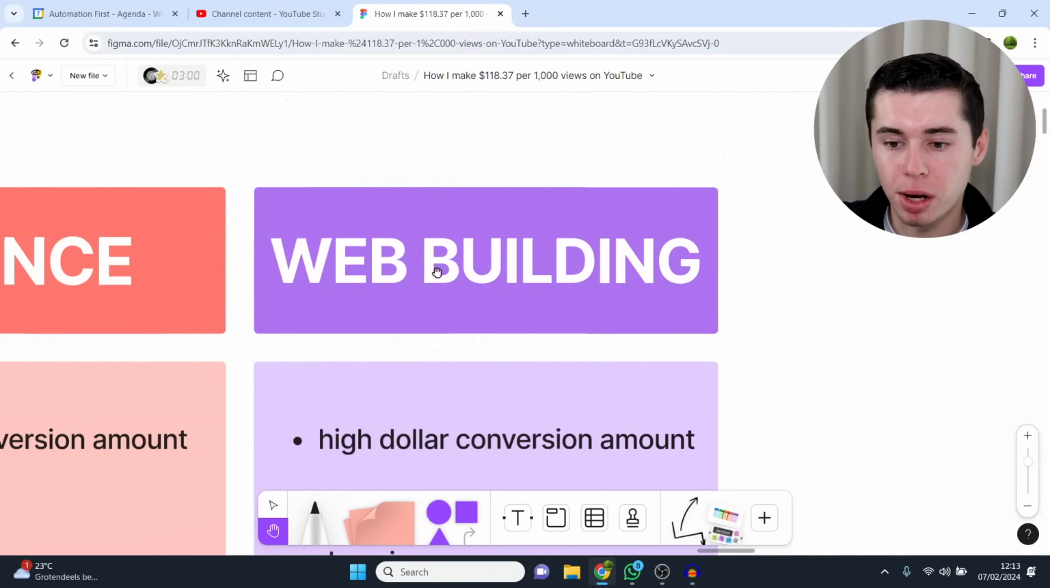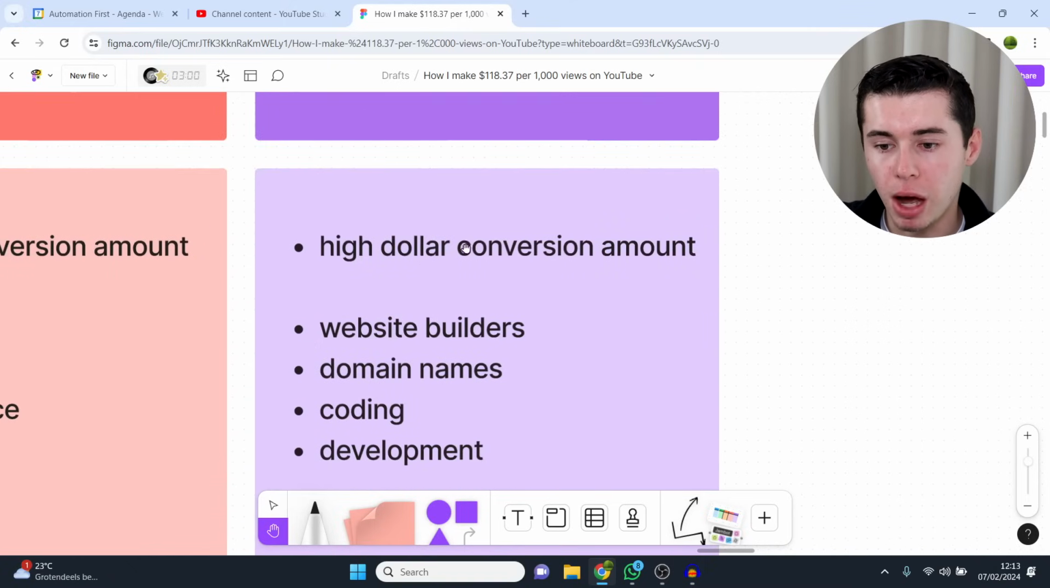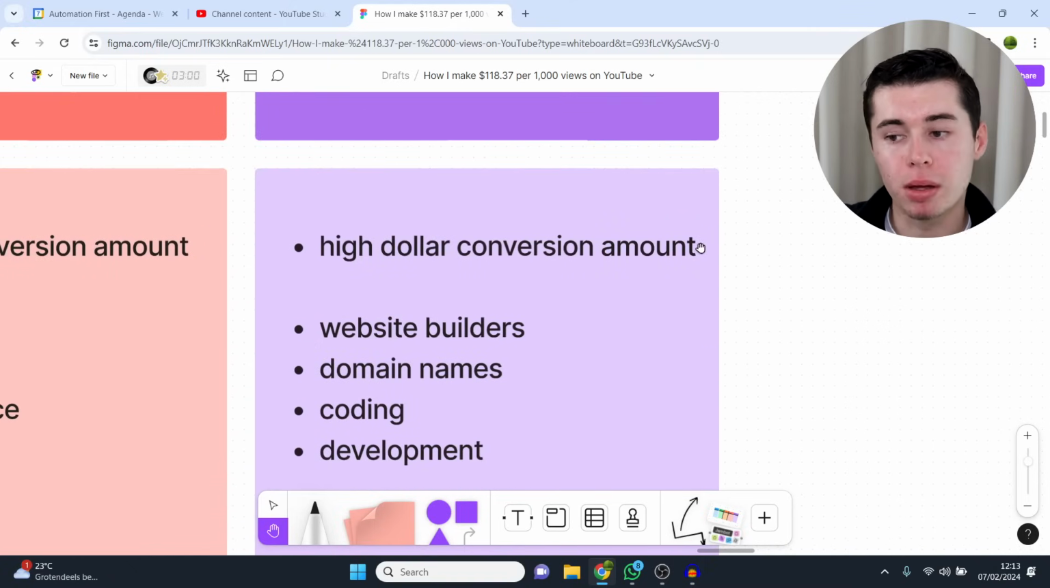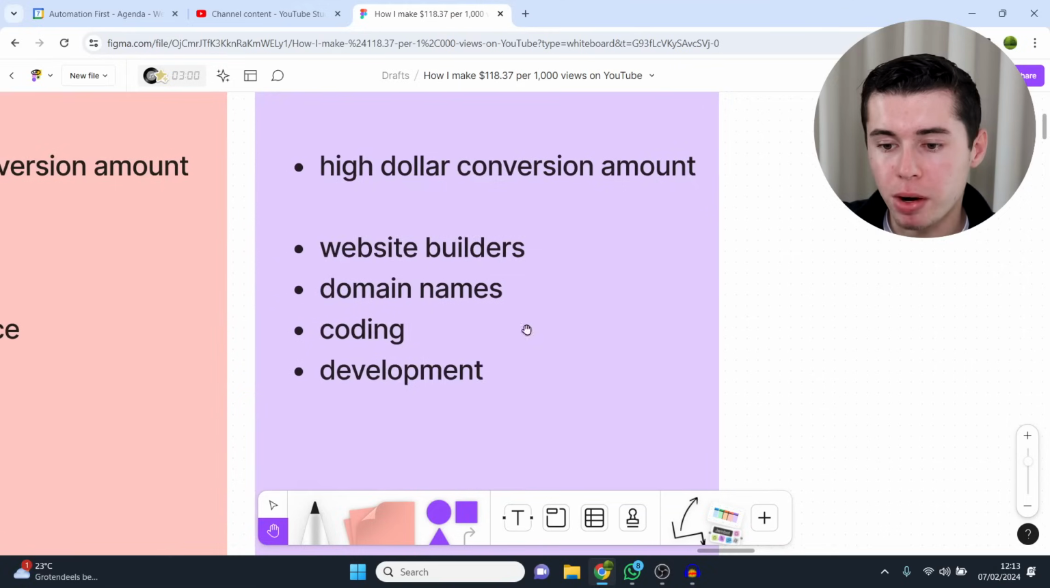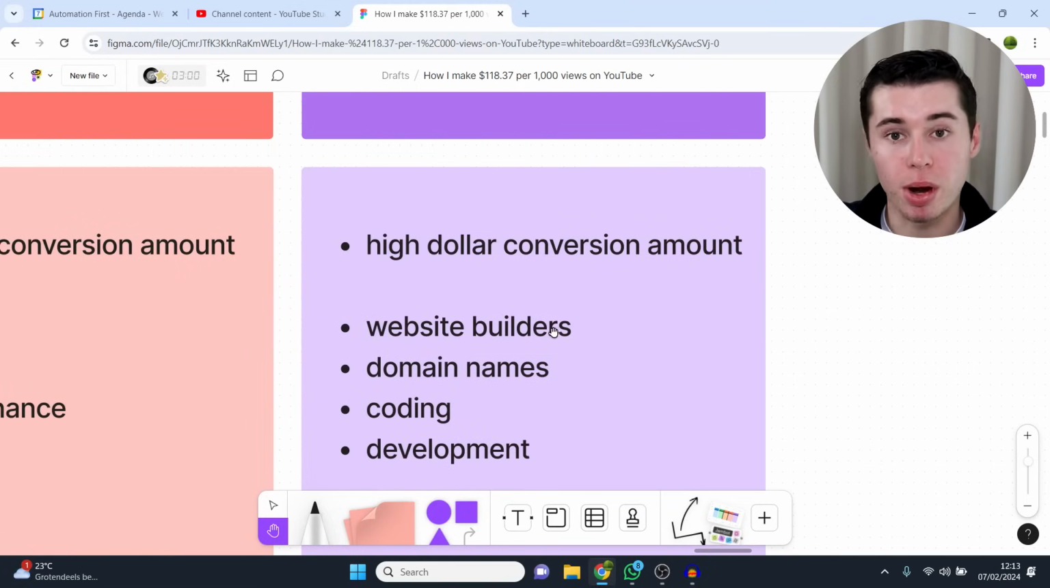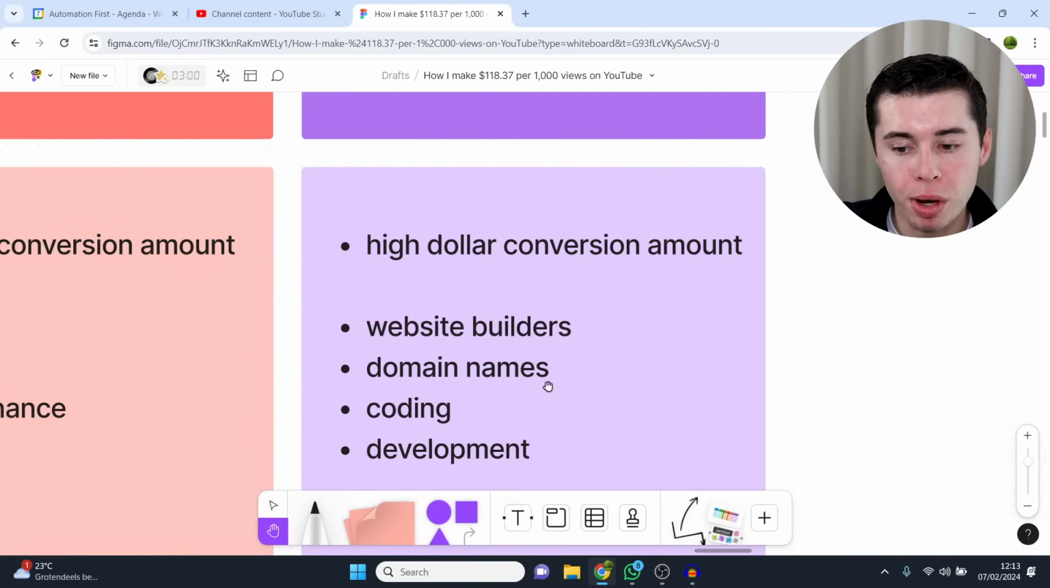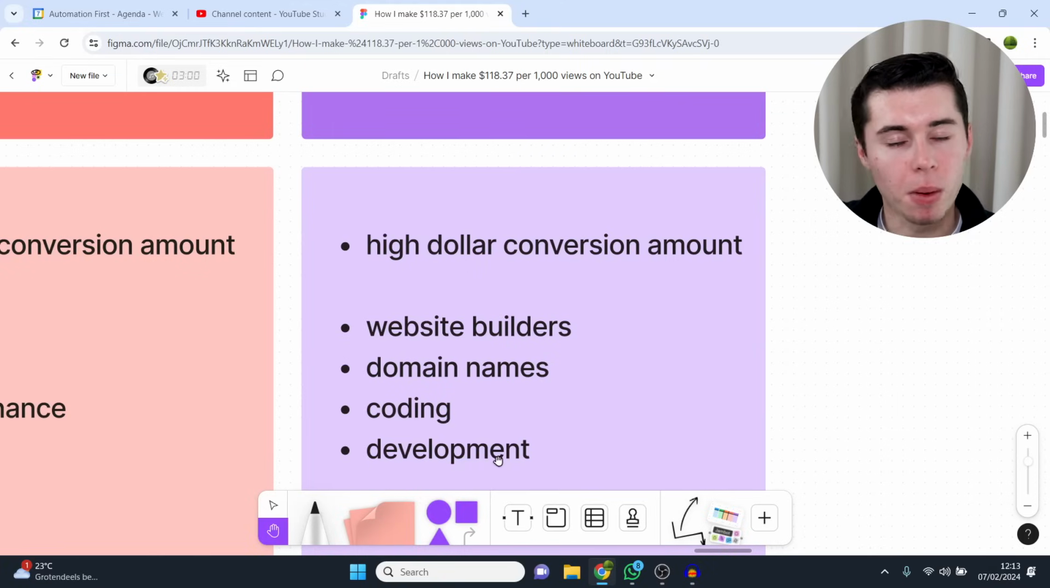Another one with insane money in it is web building. Once again, high dollar conversion amount. Often it will be subscription based as well, so recurring every month, which means that these companies make a lot of money for one conversion, which leads to them paying a lot of money to get in front of that audience. Website builders is a great category. Domain names, coding, development, that could be software development, website development, the list goes on and on.